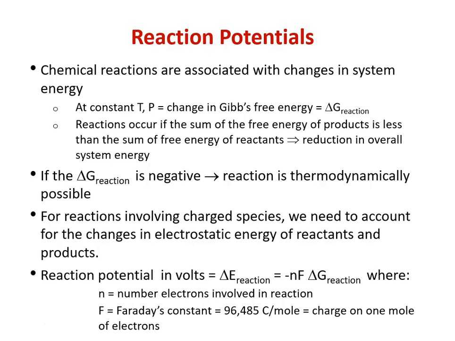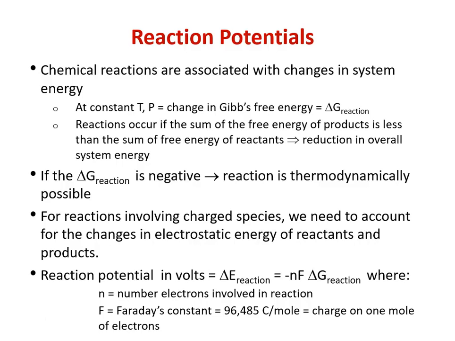This will be the case for the spontaneous direction of a chemical reaction, because that is a system change. So a chemical reaction or an electrochemical reaction, if we have a metal corroding, will occur if the sum of the free energy of the products is less than the sum of the free energy of the reactants. So we have a reduction in overall system energy. This is not a new concept. We've touched on this in several different respects in the class, so this is simply applying that same overall system energy reduction to chemical reactions that might be involved in corrosion or other types of material degradation.